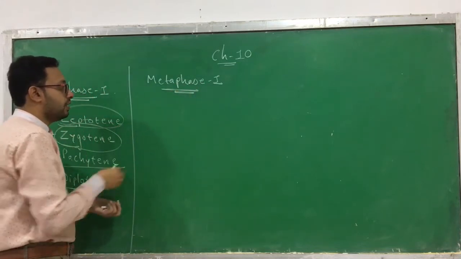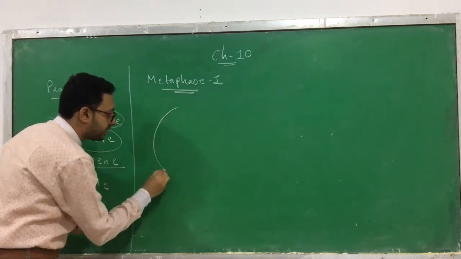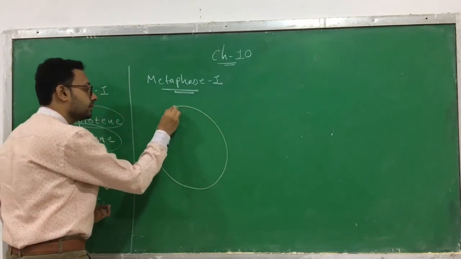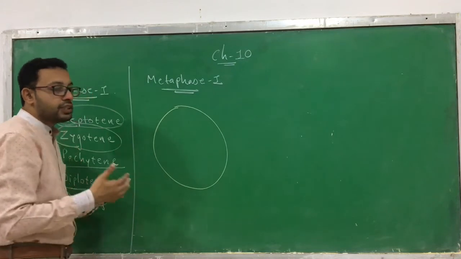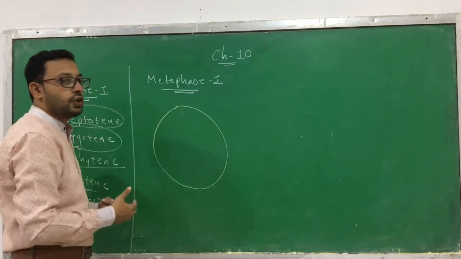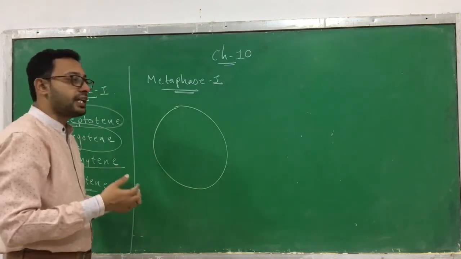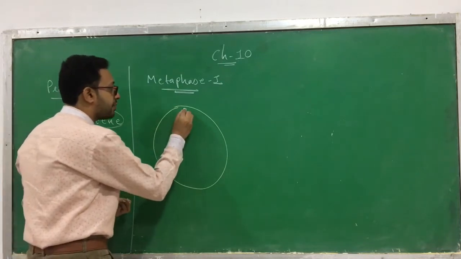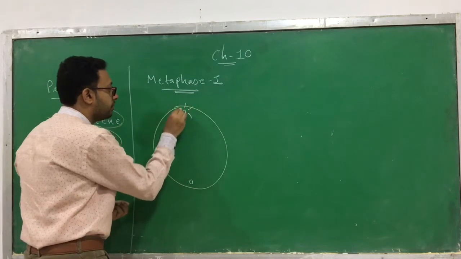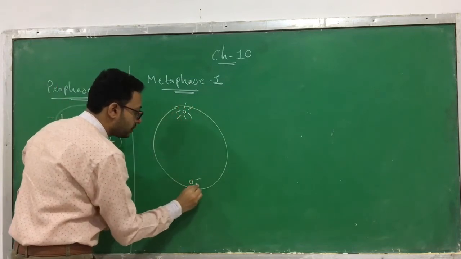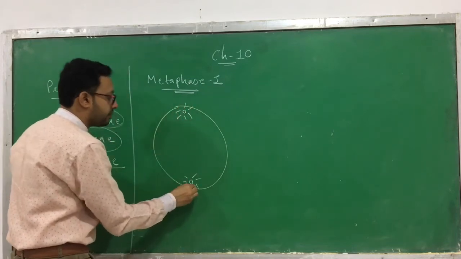I am just drawing a cell. Suppose this is a cell. In the cell there is a nucleus, but now the nuclear membrane is broken down, so obviously all the chromosomes are in the cytoplasm. There is already a centriole present. Centrioles are present at the opposite poles.